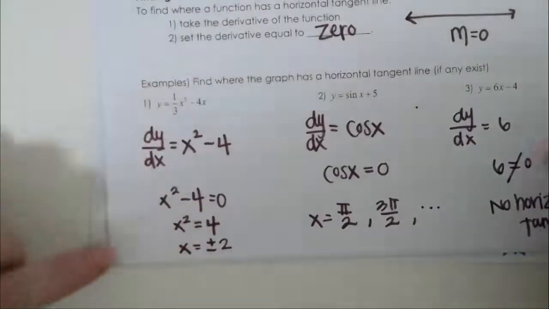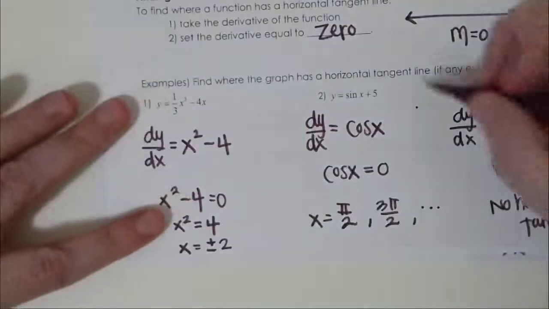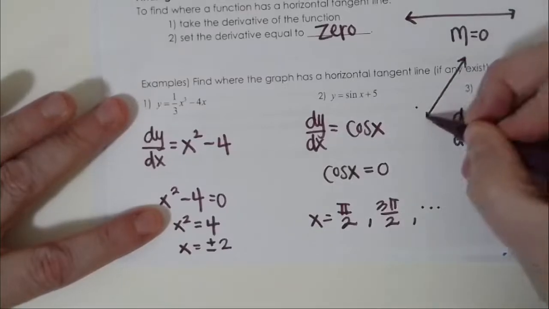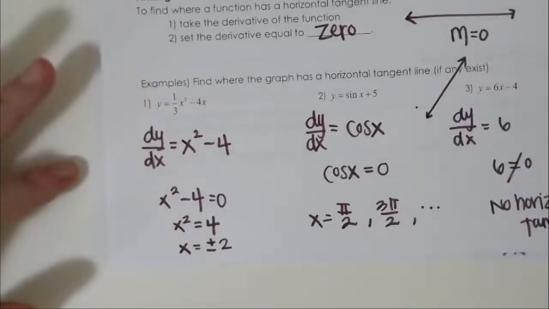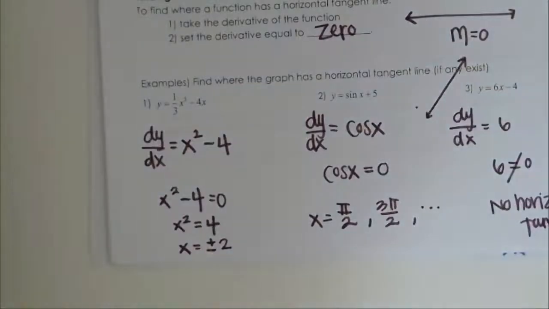Which should make sense because this is a line. If I draw a line, there are no horizontal tangents that I could do to that. Let's look at just a little bit more.